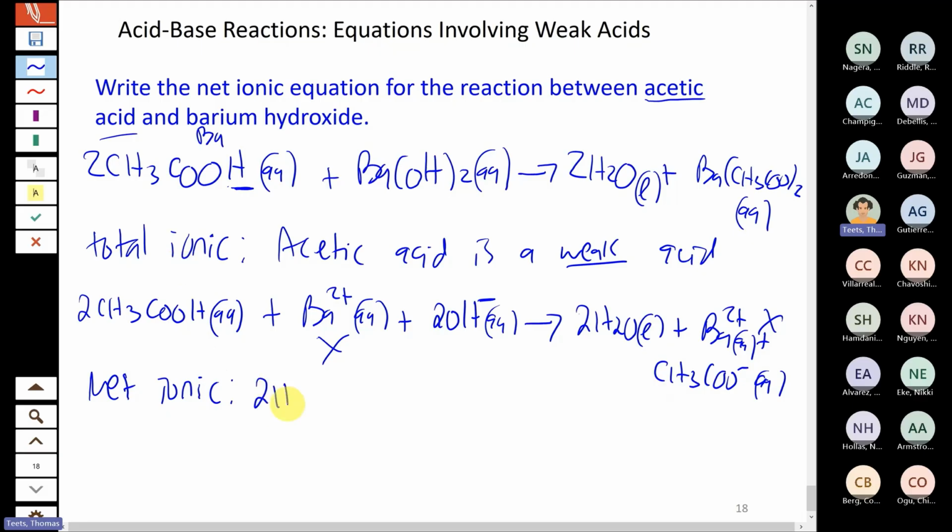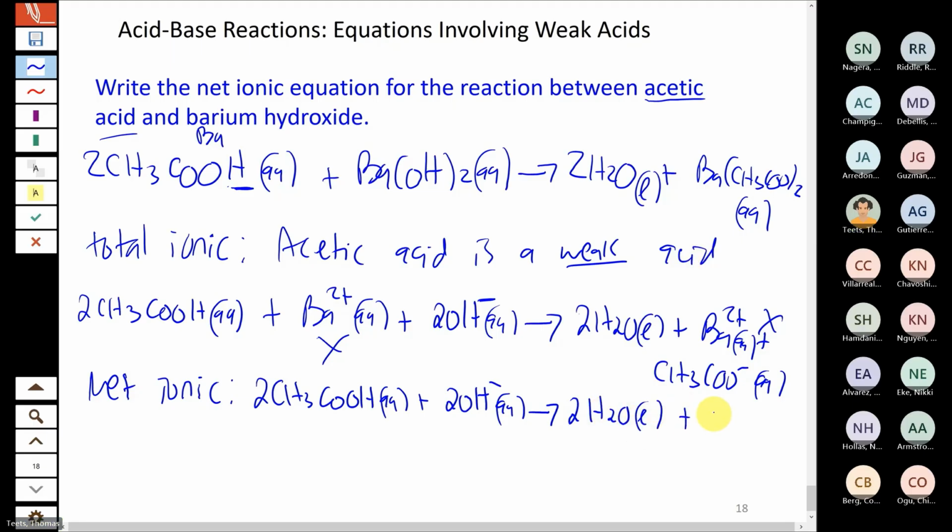It's going to be 2 acetic acids plus 2 OH minuses, forming 2 waters, and there should be a 2 there as well, 2 acetates. So that's the net ionic.